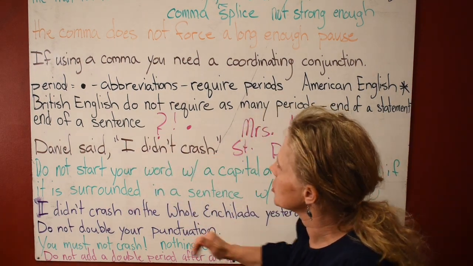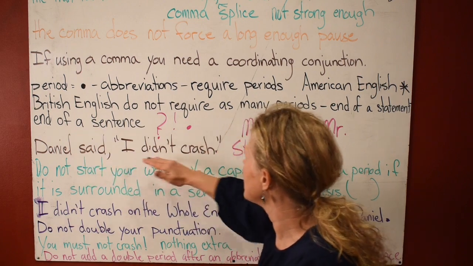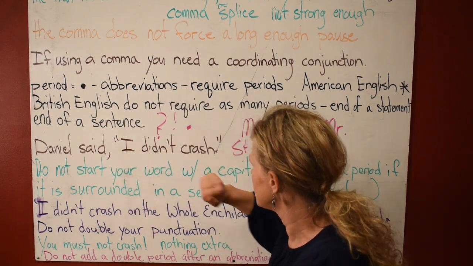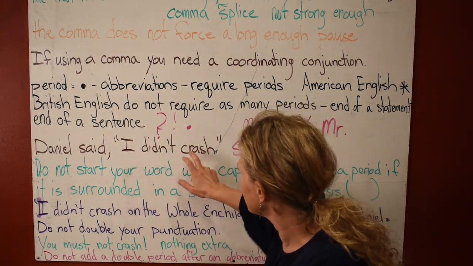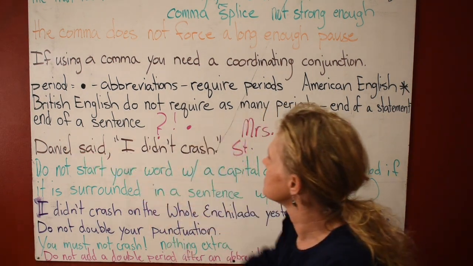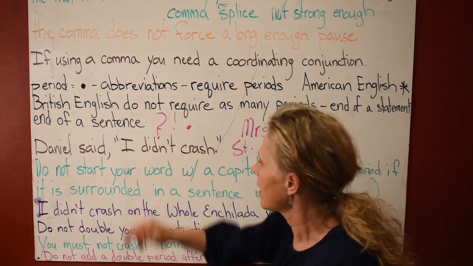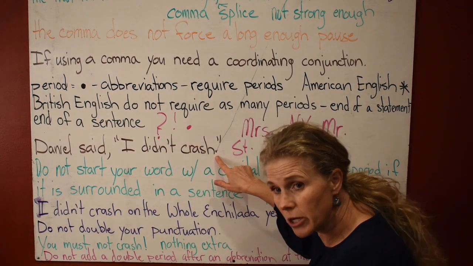I didn't crash. You have your subject and verb, subject and verb. These are both independent clauses right here. Daniel said, I didn't crash. I did crash. These are your verbs, right? So you have two clauses here. This is narration, and it has to have quotes. But this is a comma, and your period goes at the end.